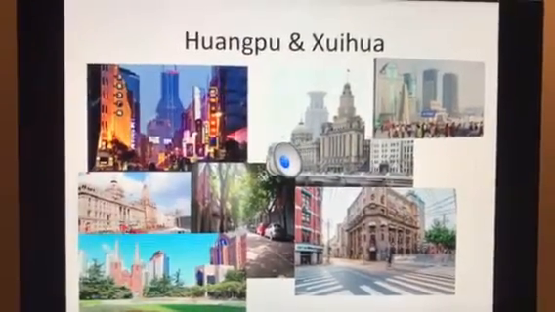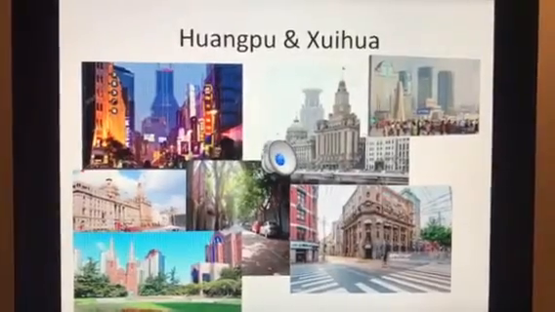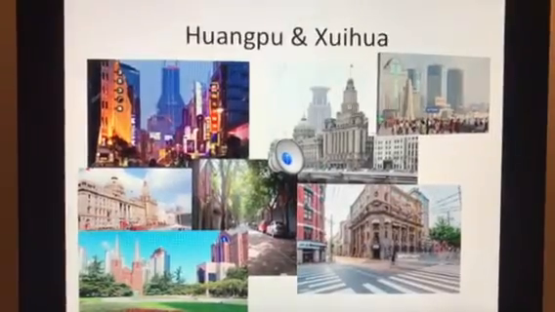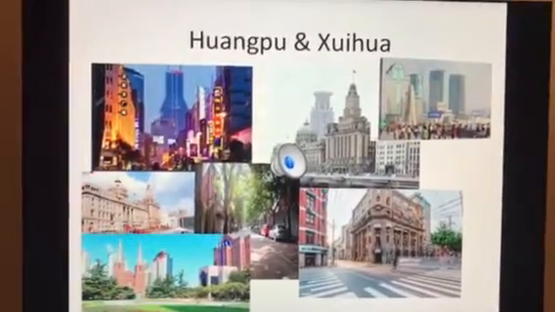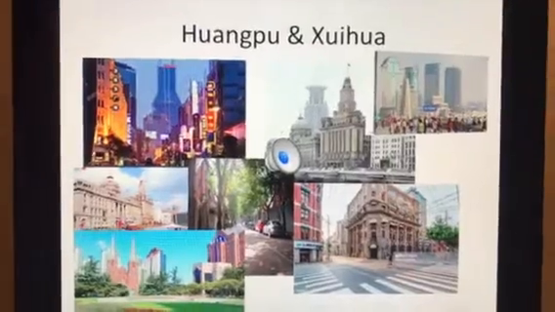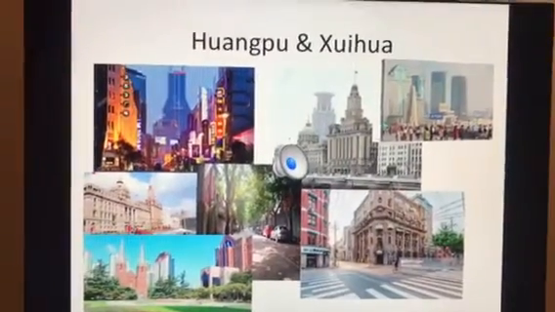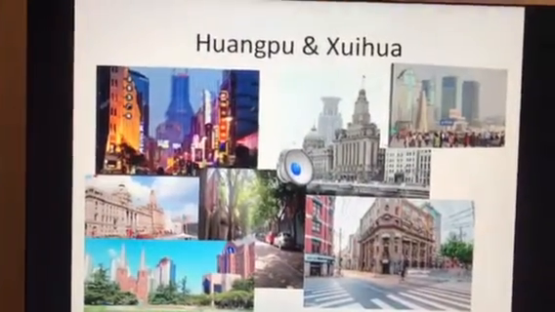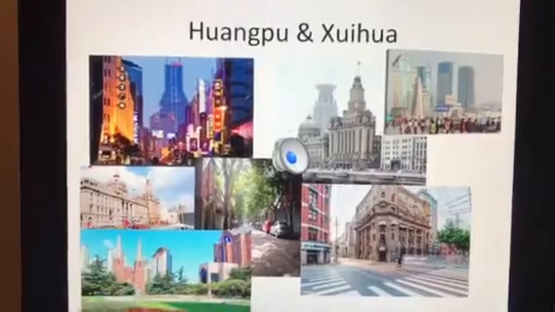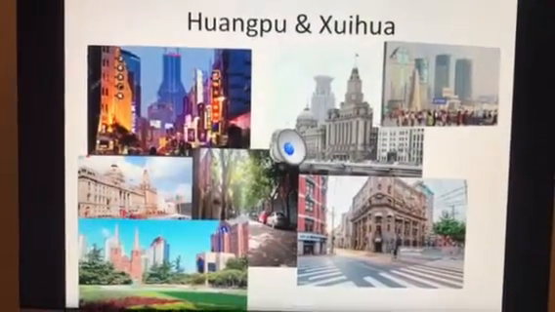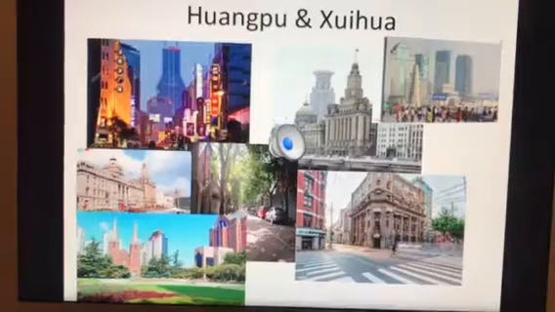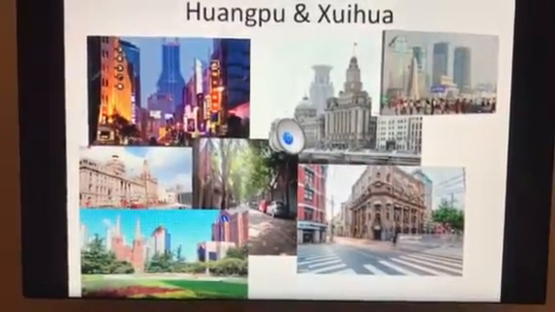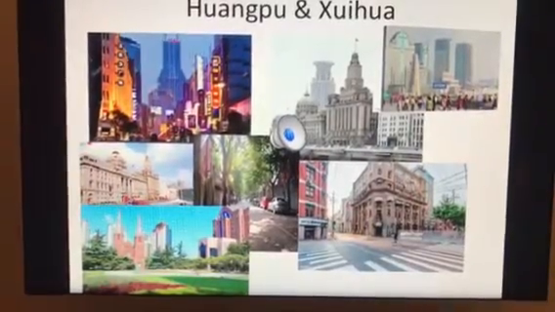It also features many global chain restaurants such as McDonald's, Starbucks, Pizza Hut, and even foreign grocery stores such as Carrefour. Xinhua and Huangpu attract a lot of international markets since these two districts are really the hub of where international corporations set up their office buildings. There also are a lot of international people that live within this district to work.